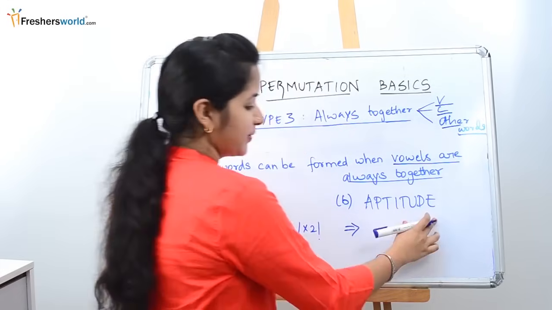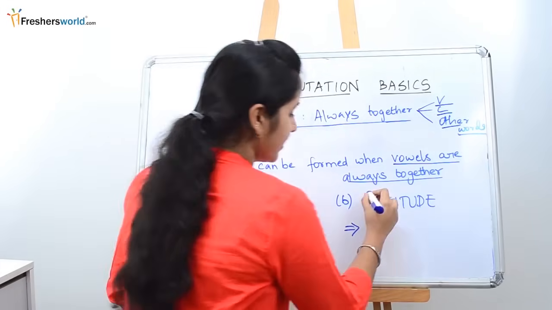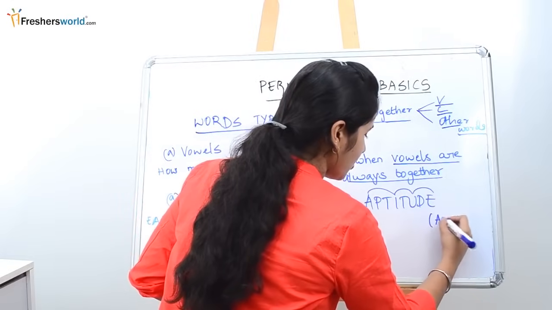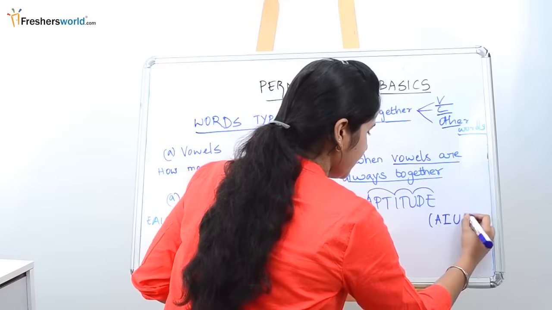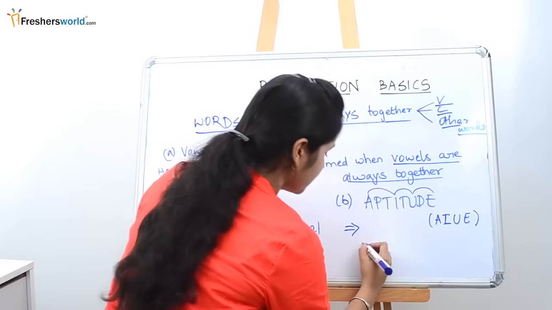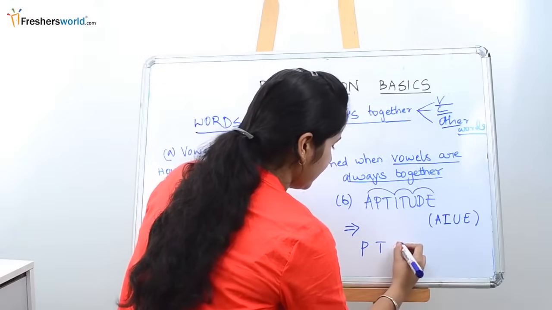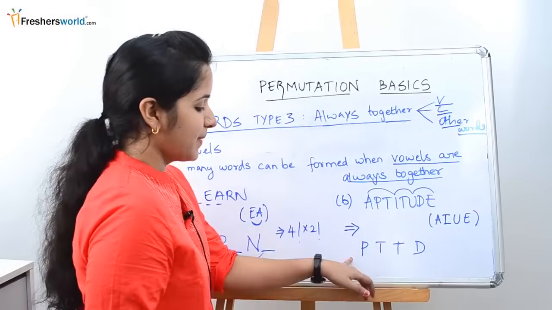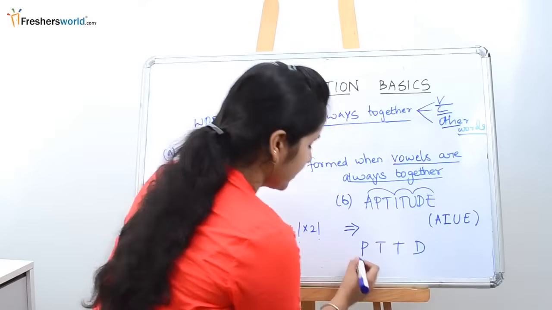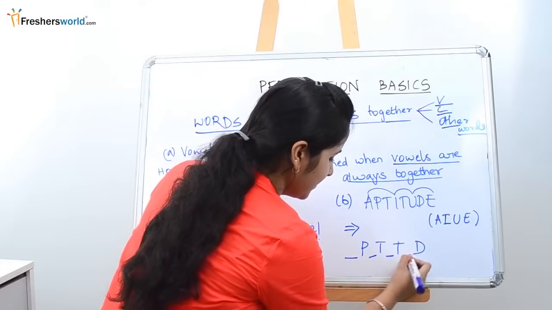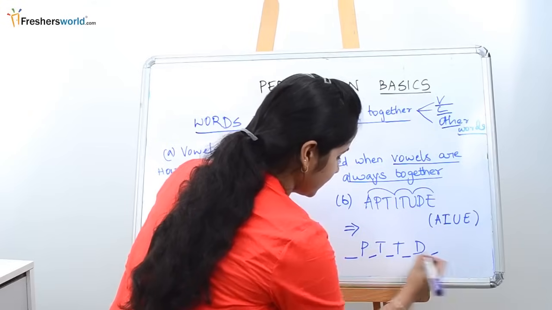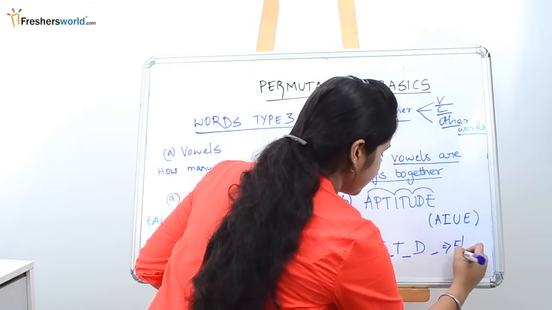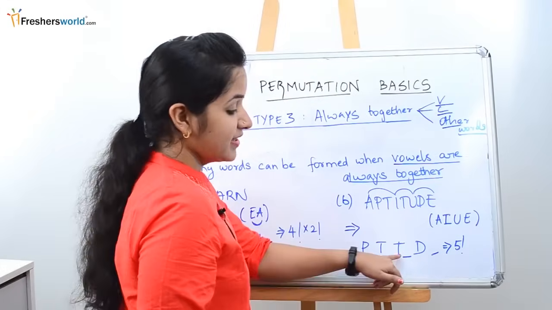In the case of aptitude, what are the vowels here? A, I, U and E. So vowels are always together, so write it separately. What are the remaining letters? We have P, T, T and D. What are the places that it can be arranged together? It can be in the front, between these, between here, or in the last. So there are 5 spaces, so 5 factorial ways. In this you can see T is repeated twice.